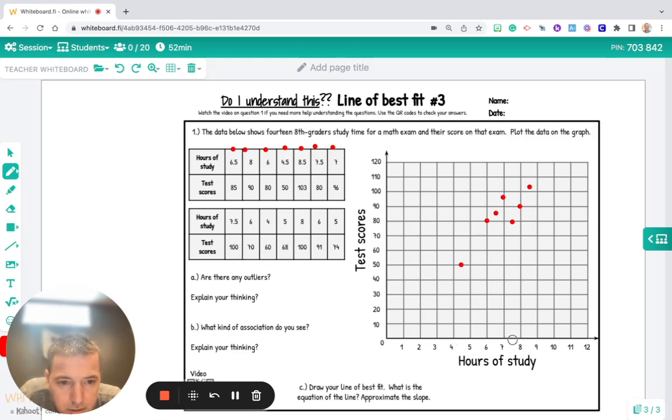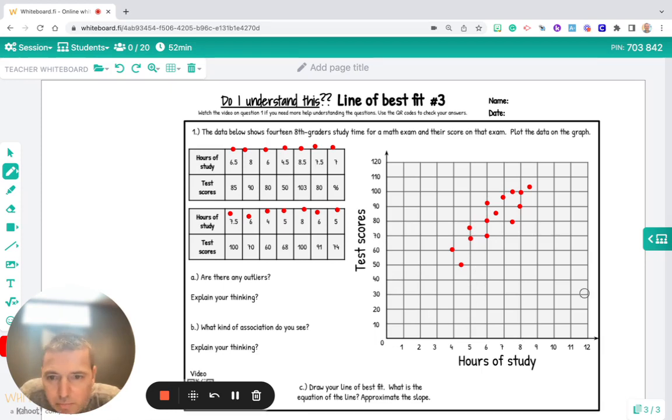7.5, 100. 6, 70. 4, 60. 5, 68. Another 100. 6, 91. And 5, 74. Okay, so I plotted all the dots.